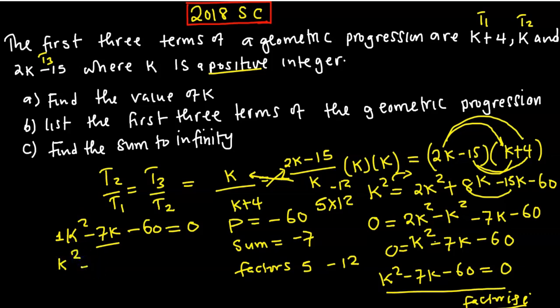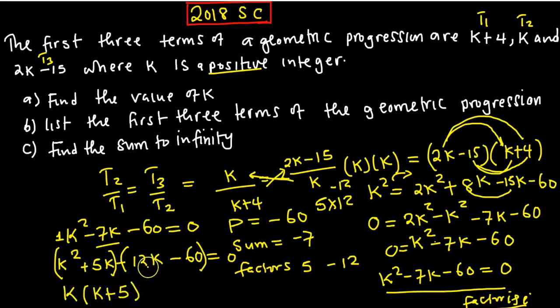So k squared plus 5k minus 12k minus 60 equals 0. Then we group these. In the first part, what is common is k, and what remains is k plus 5. Then in the second part, what is common is 12. 12 is common here, and also 12 here, because 60 is 5 multiplied by 12. But what remains in the bracket should be like this.